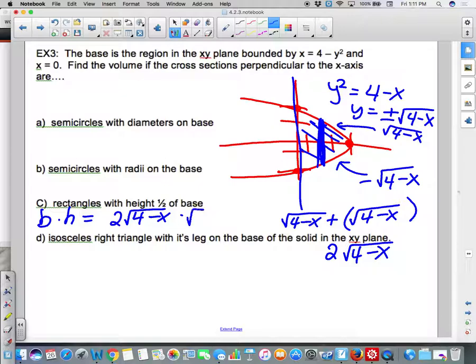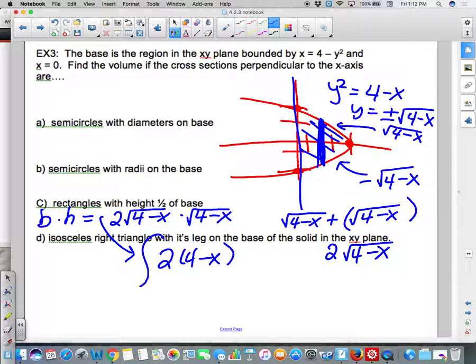Wouldn't it be 3 times that? No, it's 2 times root 4 minus x times root 4 minus x. You multiply the square roots, right? Okay. So if you want to get rid of the square root, you can.